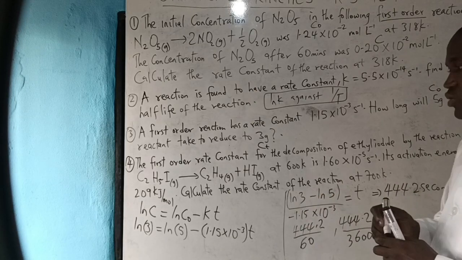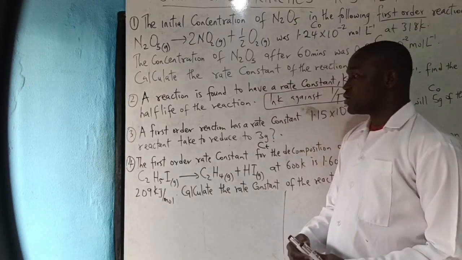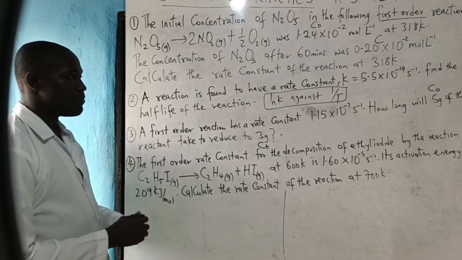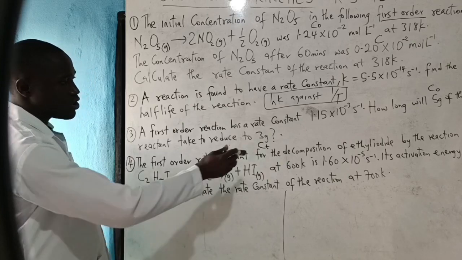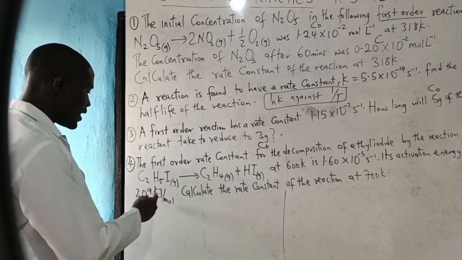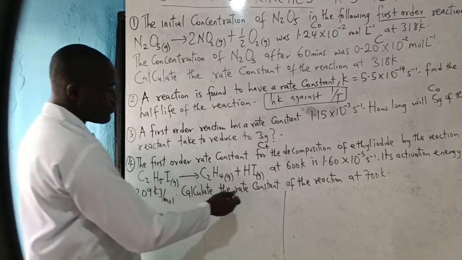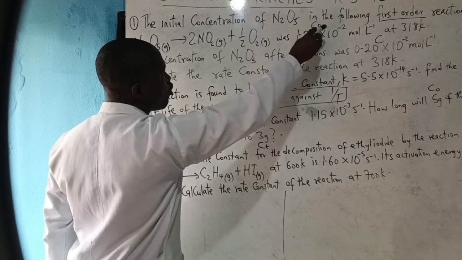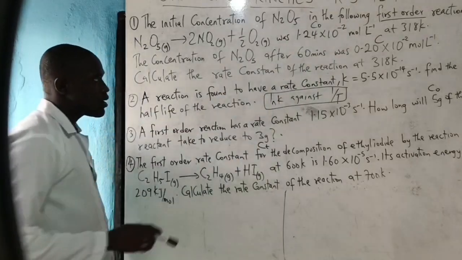We go to the last question. In the last question, it said the first order rate constant for the decomposition of ethyl iodide by the reaction at 600 Kelvin is this. Its activation energy is 209 kilojoule per mole. Calculate the rate constant of the reaction at this temperature. Remember, R is in joules per mole per Kelvin.